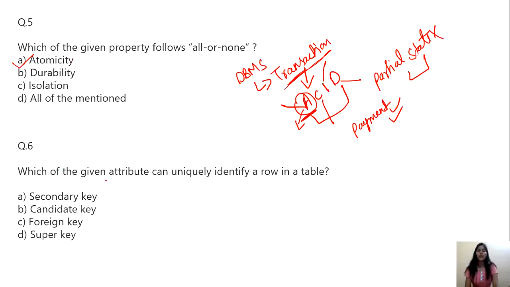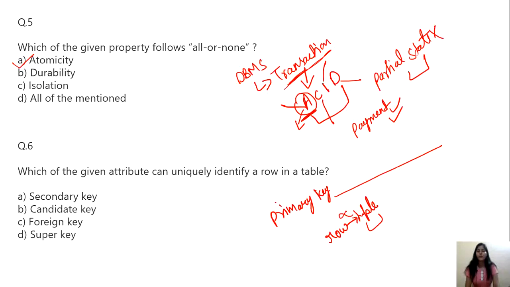Which of the given attributes can uniquely identify a row in a table? So you all know that primary key helps in identifying each row or tuple in a table. So see, row is also known as tuple. So instead of row, if they are giving tuple, don't get confused. Don't say that I don't know what is tuple, right? So row or tuple, they both are similar.